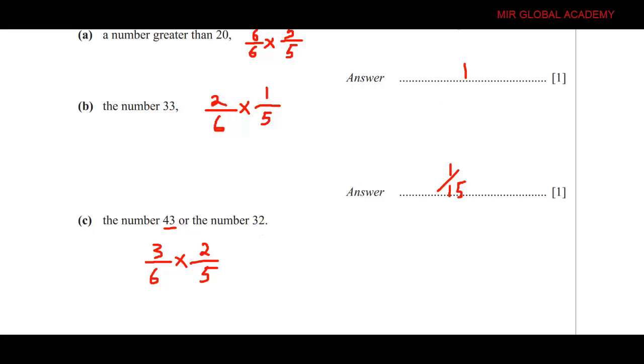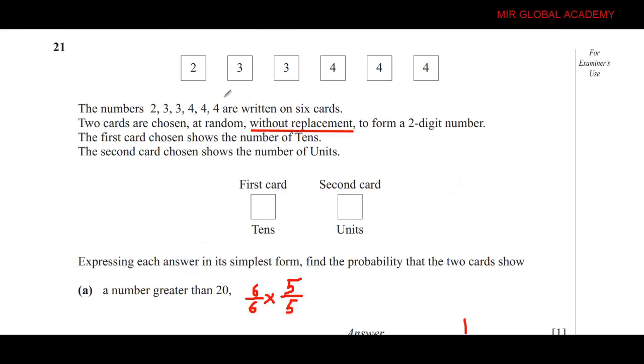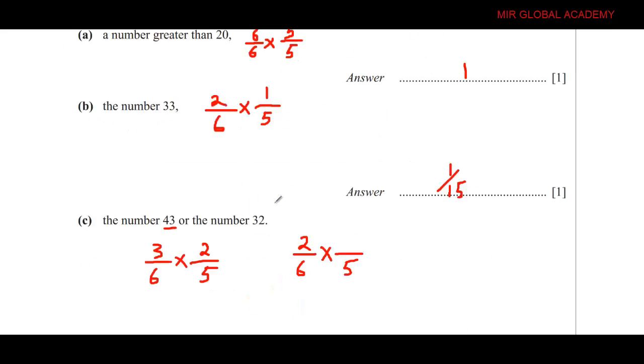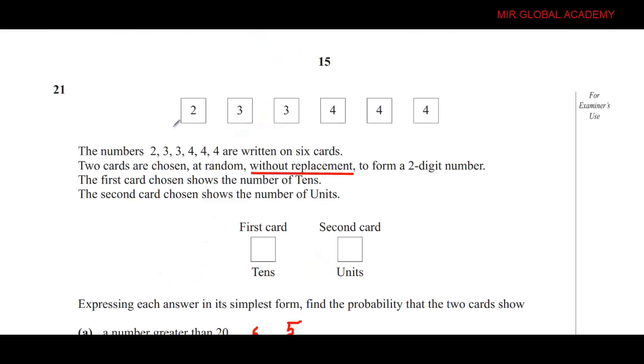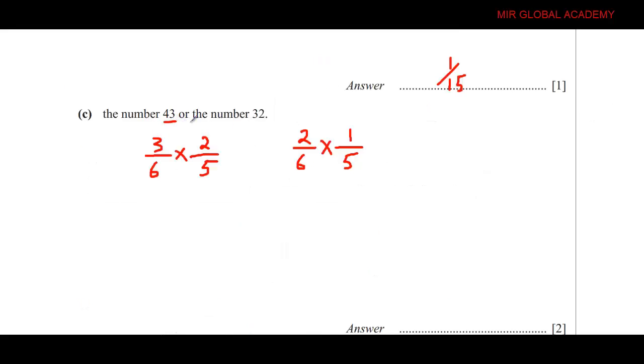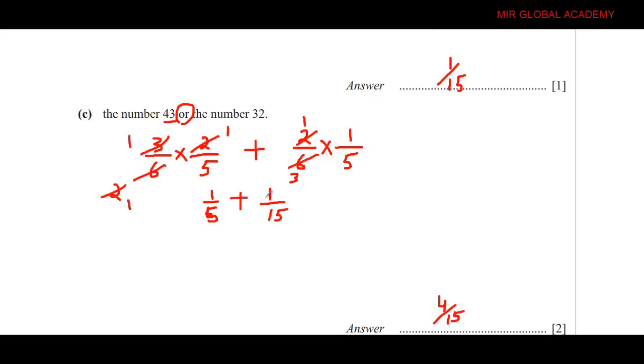Now we have to find the probability of 32. So in this 32, the probability of the first card, which is 3, will be 2 over 6 because there are 2 card number 3. And to find the probability of 2, because the experiment is without replacement, now we have 5 cards left. In these 5 cards, how many 2 cards are there? There is only one card number 2. So 1 over 5. And because there is a word or between them, whenever there is a word or, we use the plus sign. So after simplification, the final answer will be 4 over 15.